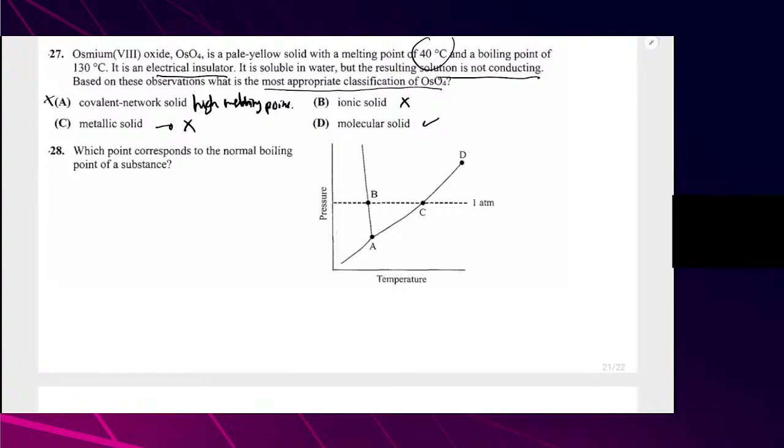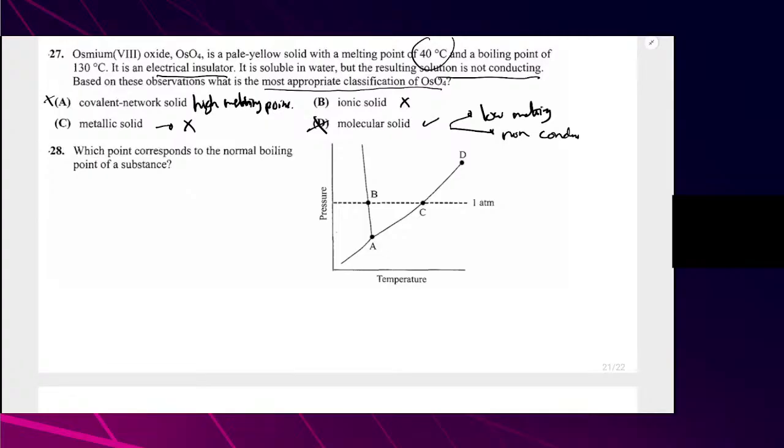Why? A molecular solid has a low melting point, is also non-conducting, and is soluble in water but has no free ions. So the answer will be molecular solid. Just remember, a covalent network solid will have a very high melting point.